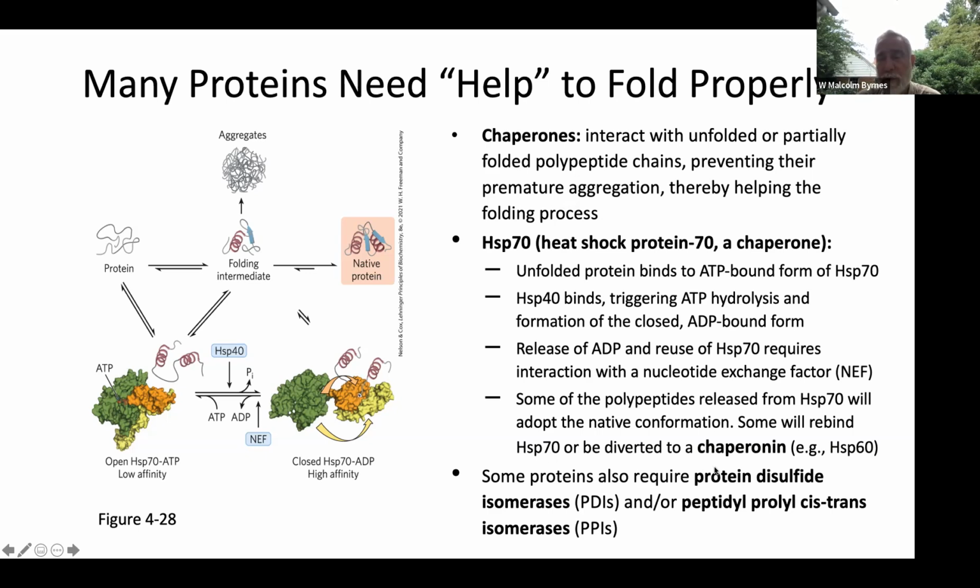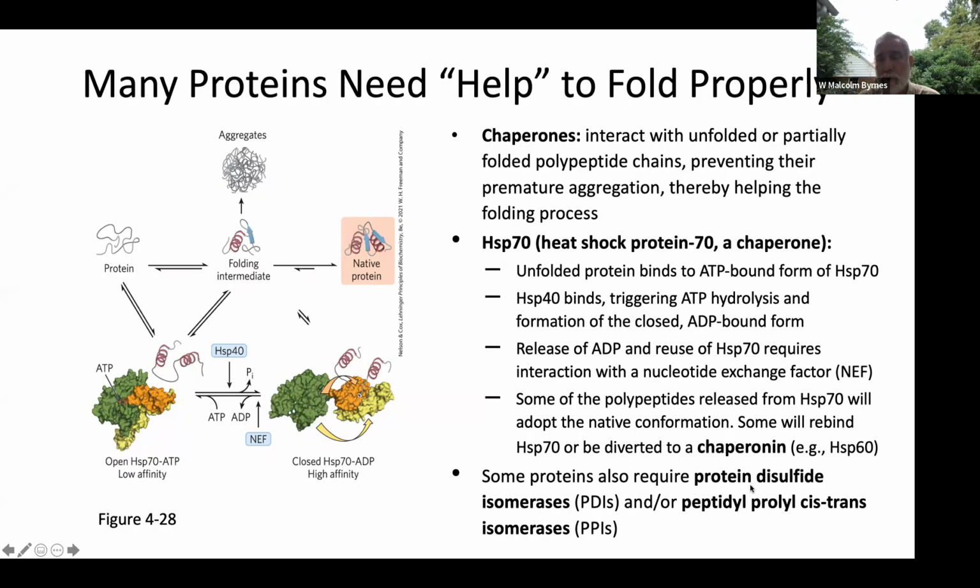But some proteins also require what are known as protein disulfide isomerases, or PDIs, or peptidyl prolyl cis-trans isomerases, or PPIs. The disulfide isomerases help to break and refold disulfide bonds to aid in the formation of a proper set of disulfide bonds. You can think of it as sort of a biochemical equivalent of beta-mercaptoethanol in some ways. And the peptidyl prolyl cis-trans isomerases are involved in converting peptide bonds from the cis to a trans configuration.